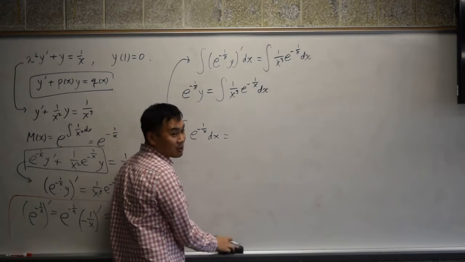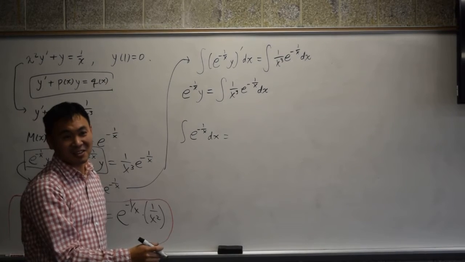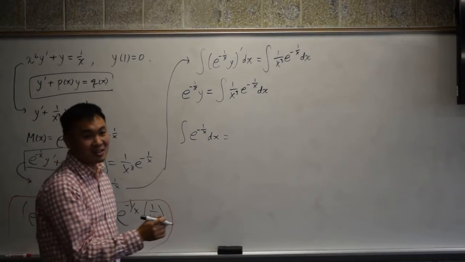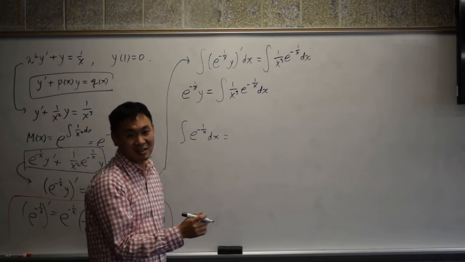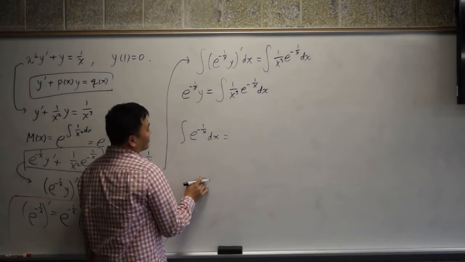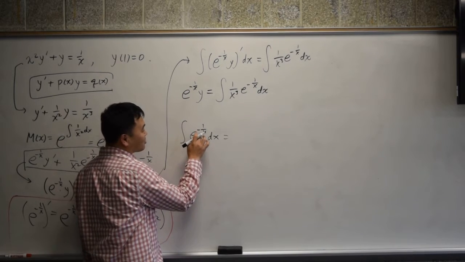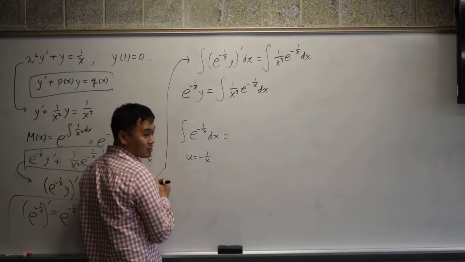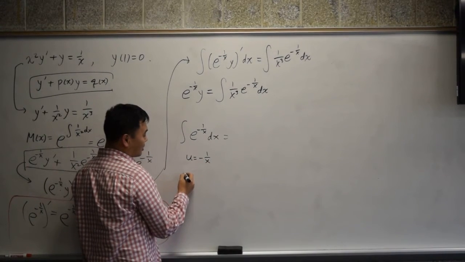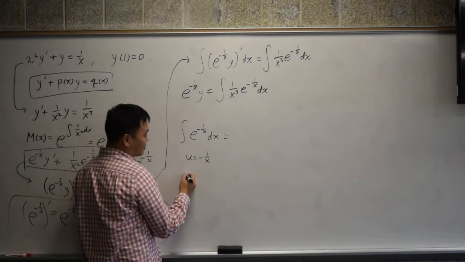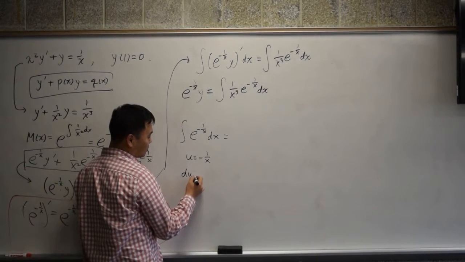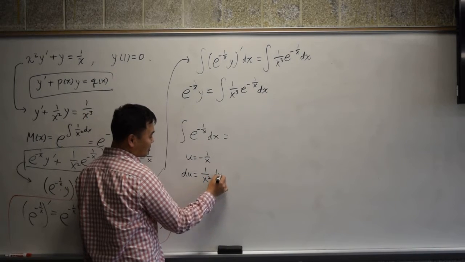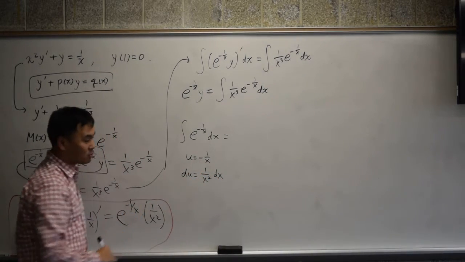All right. Anybody else? Does anyone know the integral of this function? It's quite complicated, so let me show you. Let u equal negative 1 over x. Then du is 1 over x squared dx, because if you differentiate negative 1 over x, it's 1 over x squared.